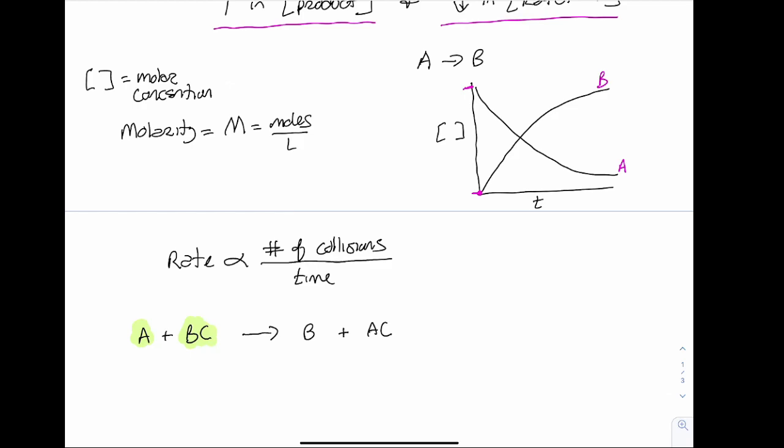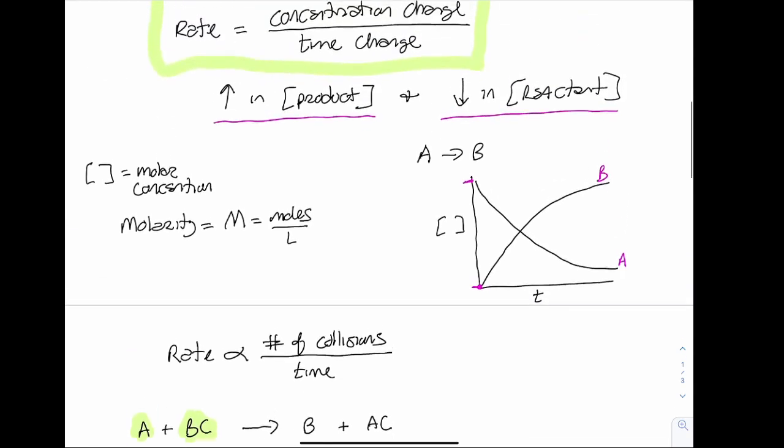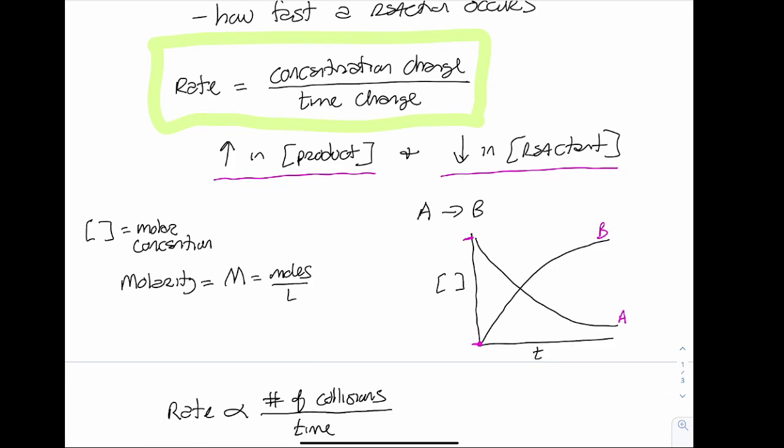The number of collisions, though, are going to be directly proportional to the concentration, right? The more solvent molecules or solute molecules you have, it increases the odds of them colliding. So the rate is proportional to the number of collisions. We're actually going to look at concentration and know that the concentration is directly related to the number of collisions.